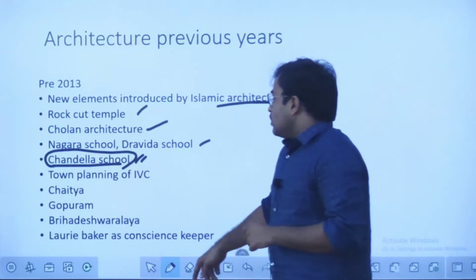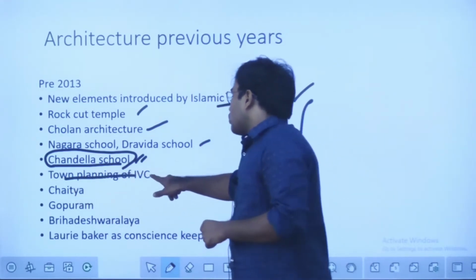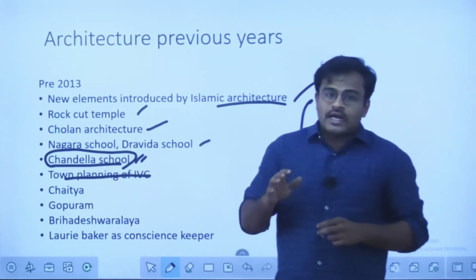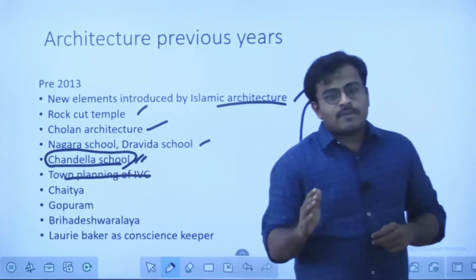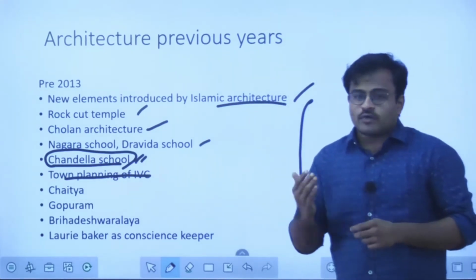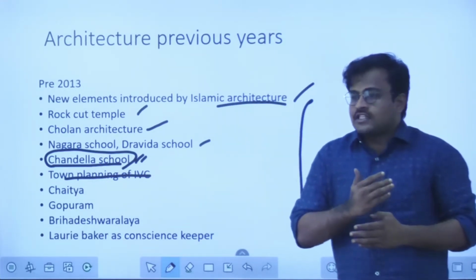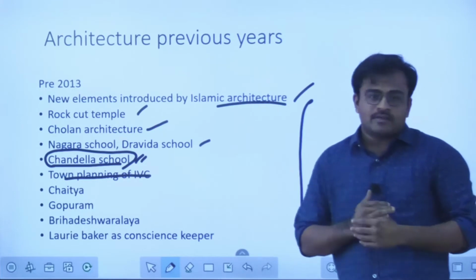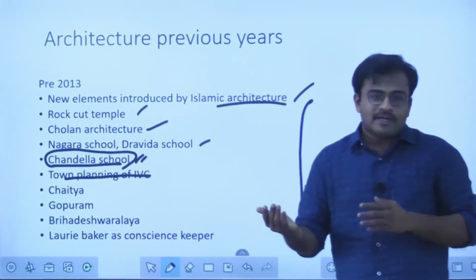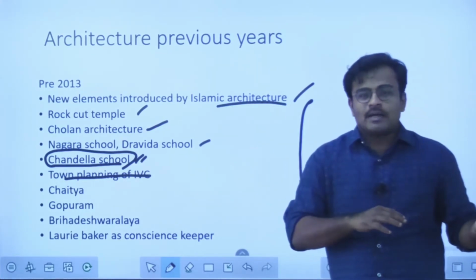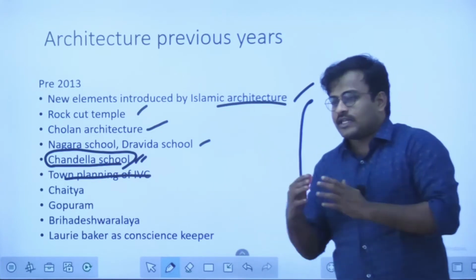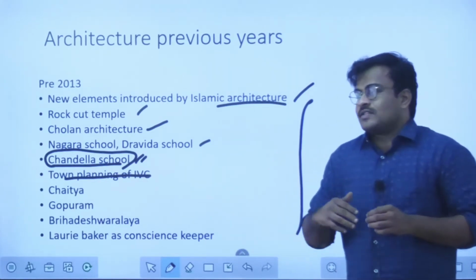Then, they have asked one question on town planning of IVC. Okay. And see, the same theme they have picked up again in 2014. In 2014, there was a question saying that town planning of IVC has its impact on modern day town planning in India. What they did, they picked the same old theme and they are asking you to compare it with the modern town planning techniques. Okay, so that is how they are doing.